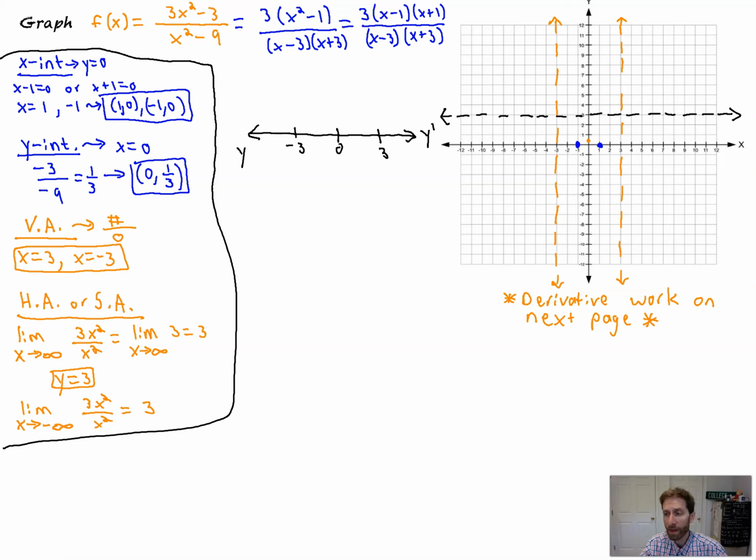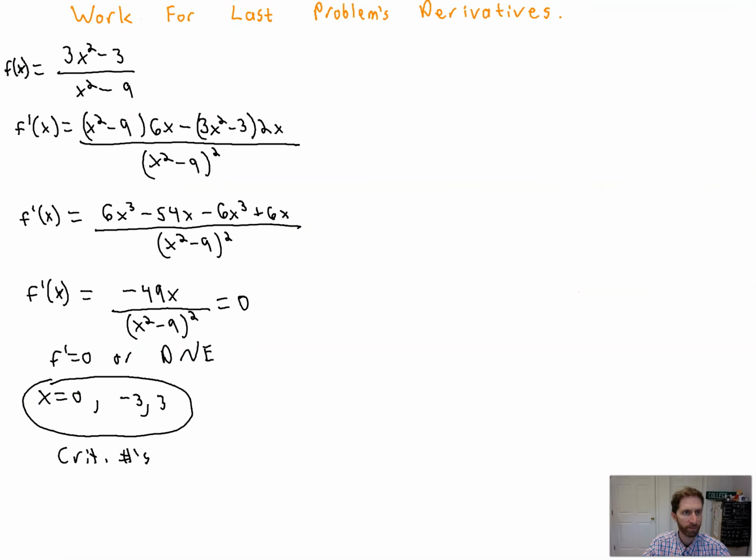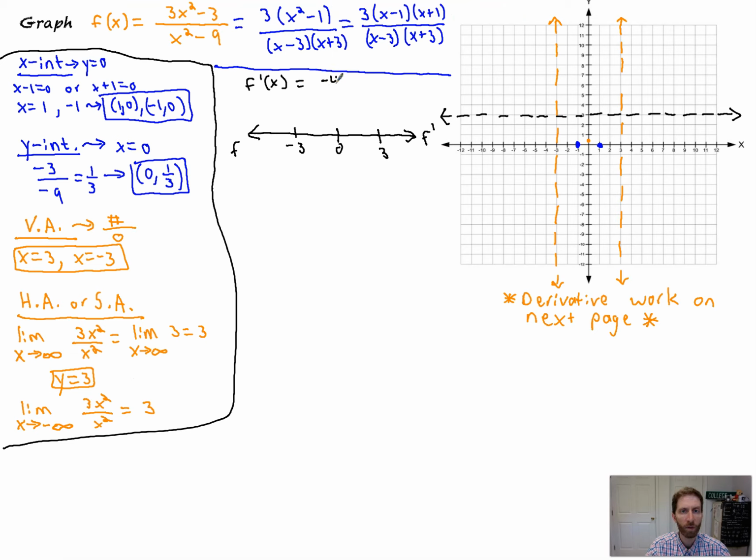So now, one thing that I do need to translate over is what y prime was. So we've got y prime, or f of x, I suppose. Let's keep it consistent. So that'd be f prime, just to be consistent after all, right? So I've got f prime, and then I've got f. Now f prime was, I believe, negative 49x over x squared minus 9 squared. So negative 49x over x squared minus 9 squared.